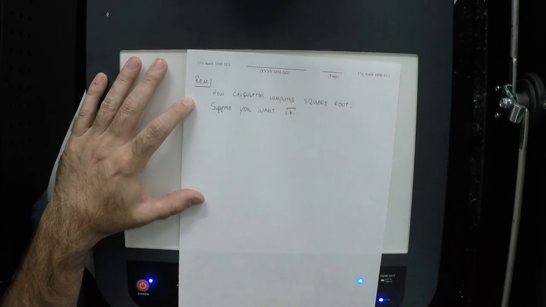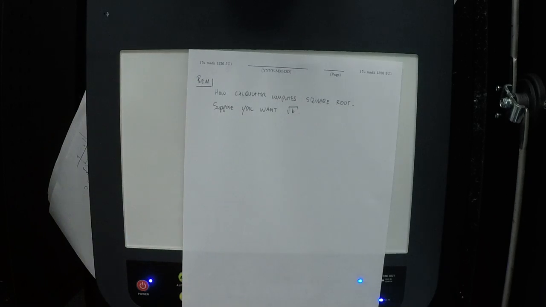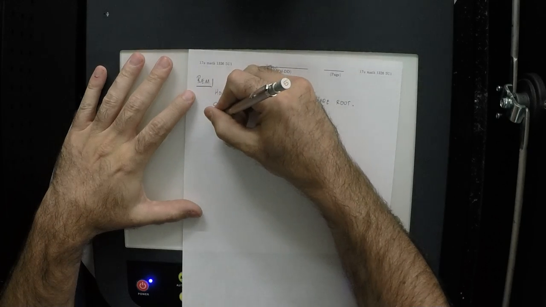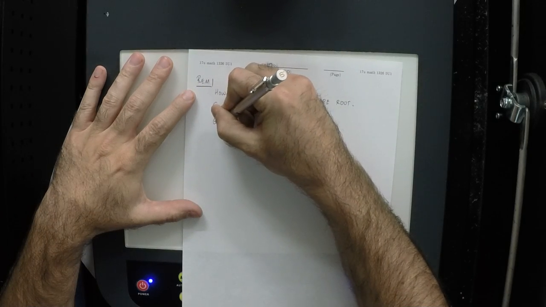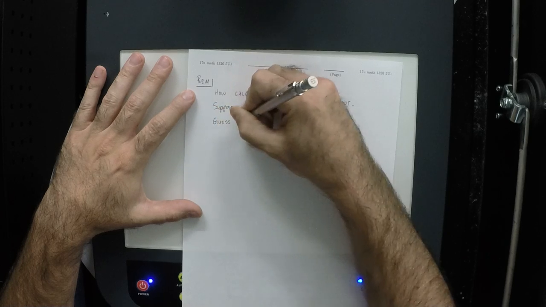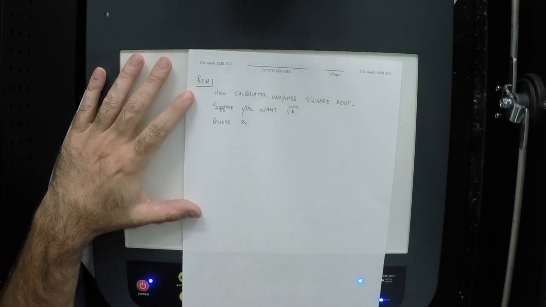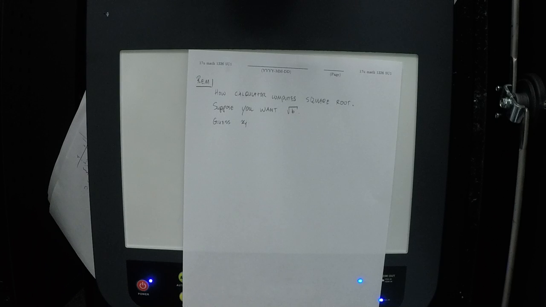For some value of b, and you don't know what it is. So let's take an initial guess, x1. Suppose you have some guess. Logically speaking, there are only three possibilities: you either guessed too low, you guessed just right, or you guessed too high. Now I'm going to show you how you could take your guess and get a better guess.